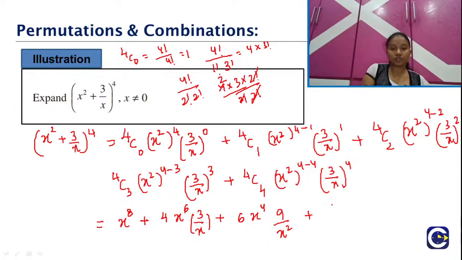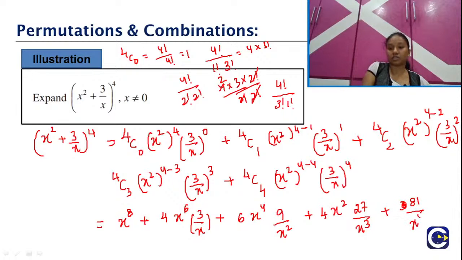And our next term, 4C3. So 4 factorial by 3 factorial, and 4 minus 3 will be 1 factorial. That means 4 only. So 4. So 4 minus 3 is 1, that means here x². So 3 cube, that means 9 threes are 27 by x³ here. And the next one, 4C4, will obviously be 1. And here this power will be 0, so x² power 0 will be 1. And here we have 3 power 4, that is 27 into 3 will be 81 by x⁴.